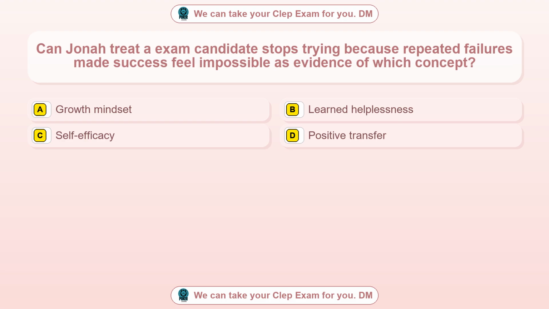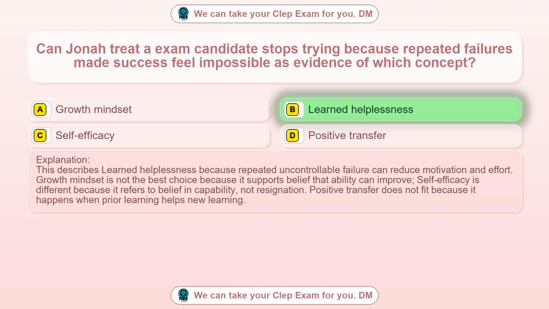Question 31. Can Jonah treat an exam candidate stops trying because repeated failures made success feel impossible as evidence of which concept? Option A, growth mindset. Option B, learned helplessness. Option C, self-efficacy. Option D, positive transfer. The correct answer is option B, learned helplessness.